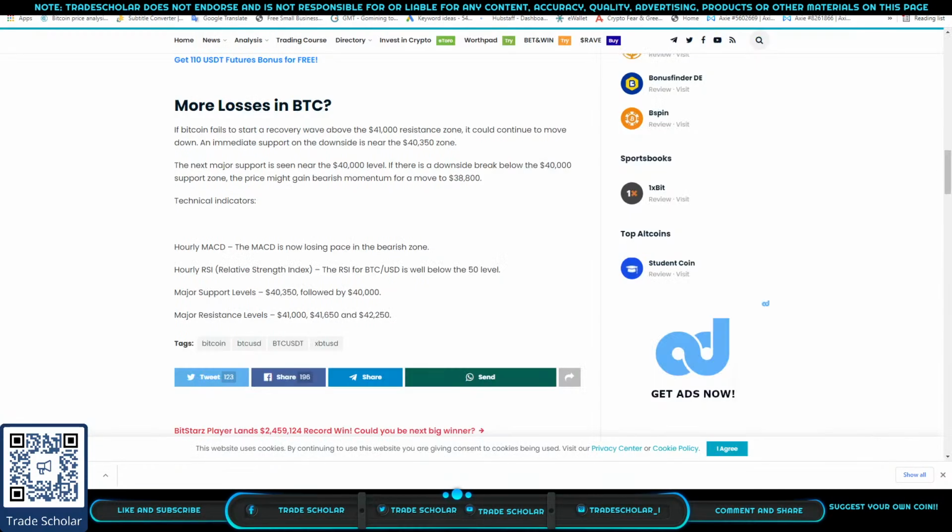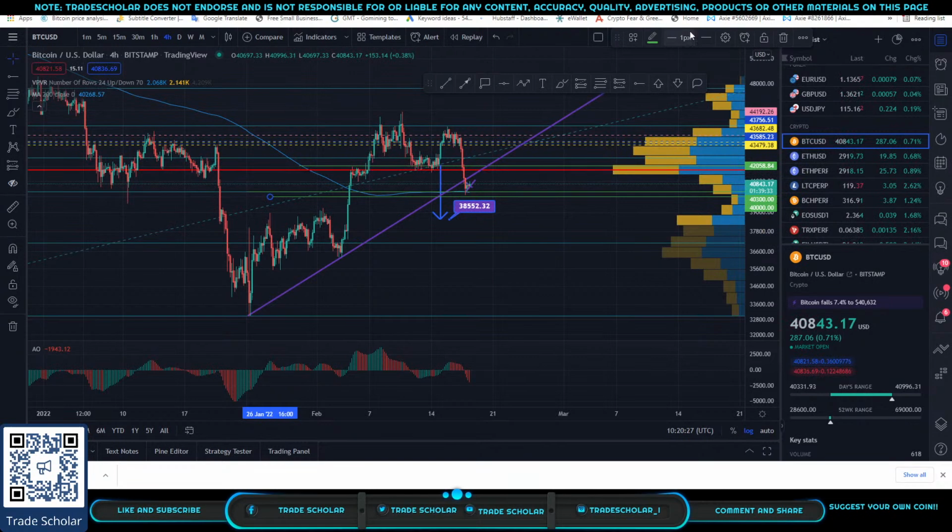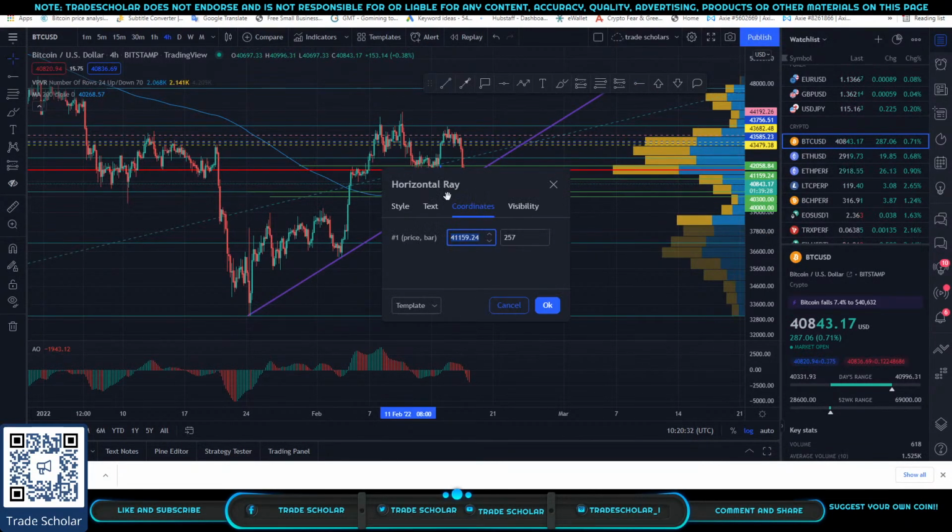And our major resistance will be 41, 41.6 and 42.2. Okay, let's add this one. 41.